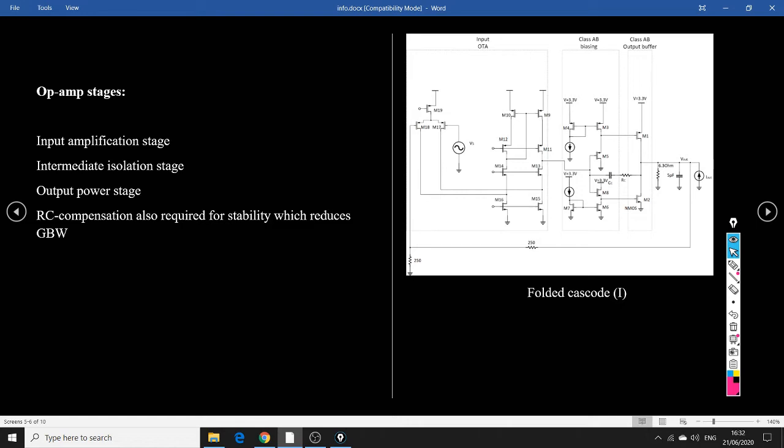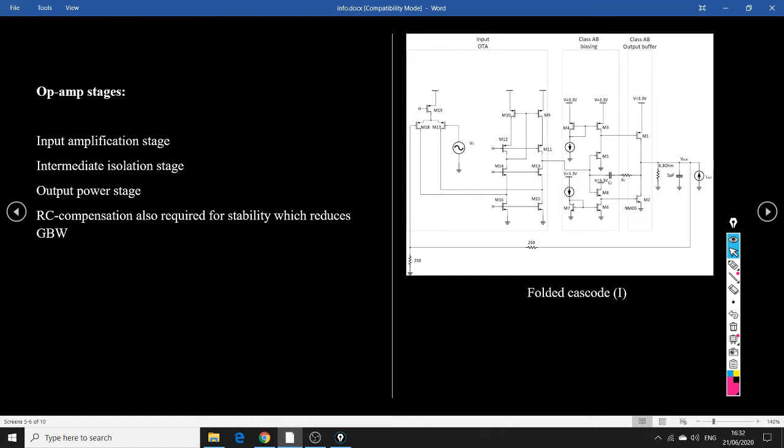Usually the power stage is made in class AB mode, but other modes are also possible. But usually we find in literature regarding the wideband ET system that they use class AB output biasing. And also for every op-amp we must have RC compensation in some form or the other to stabilize the op-amp, and this has a bad effect that it reduces the gain bandwidth, but we have to do it.